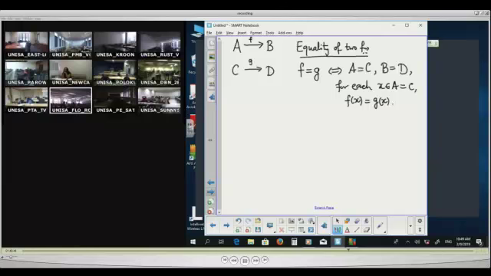Alright. There is another notion of a function which is quite important, which is the notion of a composite.